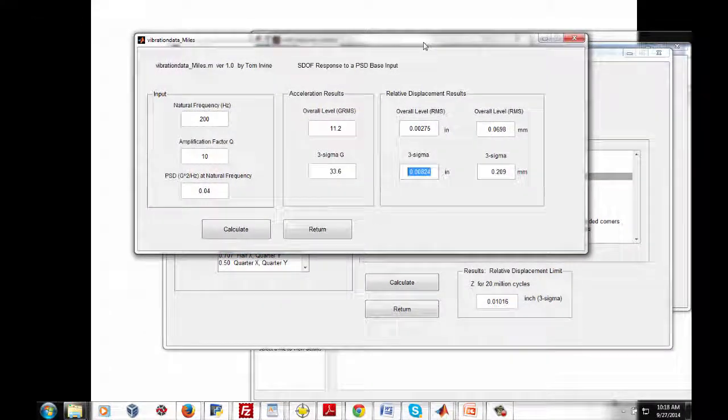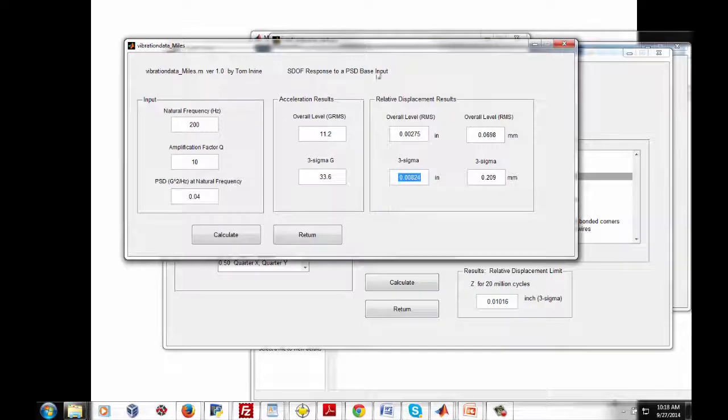Now let's assume that all things are equal. All other things being equal, what would happen if we stiffen up the board to make it 400 Hertz natural frequency? And we're essentially assuming again a flat PSD. So all other things being equal, that 3 sigma relative displacement at the center of the circuit board drops to about 3 thousandths of an inch. So that means we're in even better shape than before. So what this is telling us is that in terms of Steinberg fatigue methodology, it is best to have a stiff board with a higher natural frequency, assuming a flat input PSD.